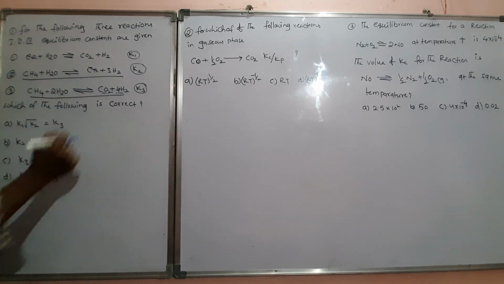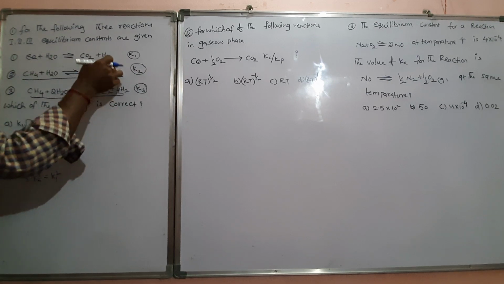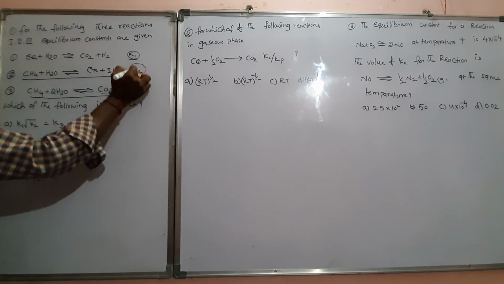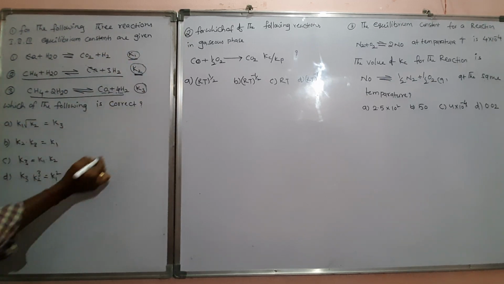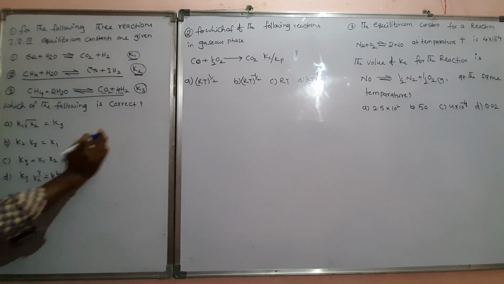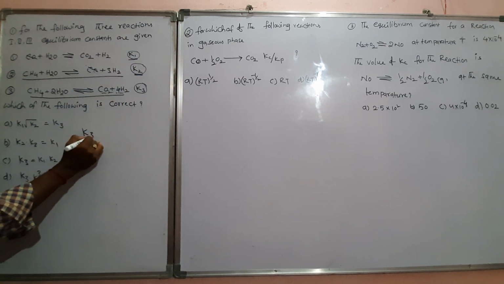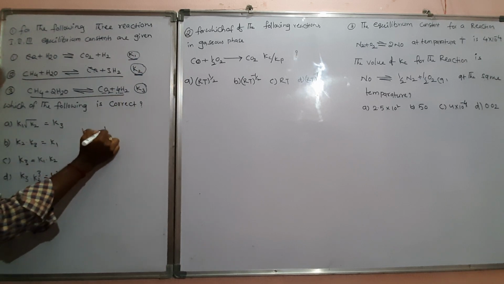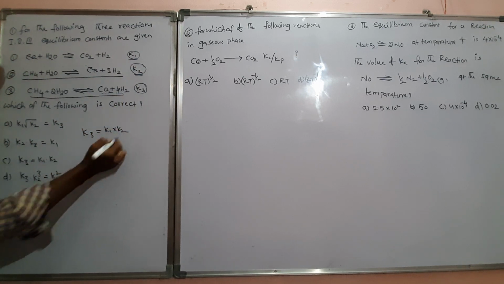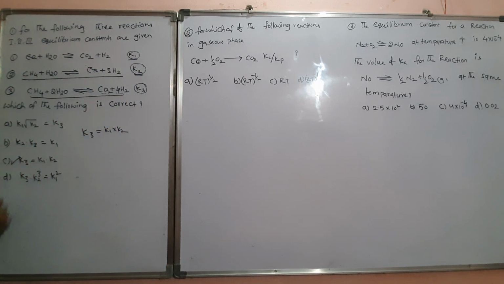Just now I told you, when we are adding any two chemical equations together, then the equilibrium constants will be multiplied. So K3 is equal to what? The product of K1 into K2. So which option is there? K3 is equal to K1 K2. So this is our option.